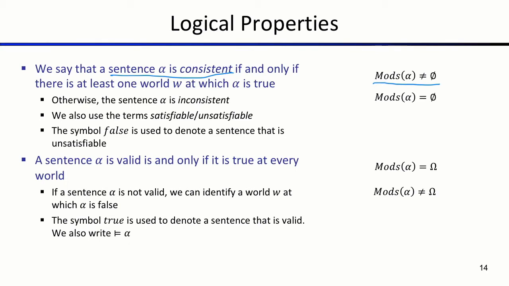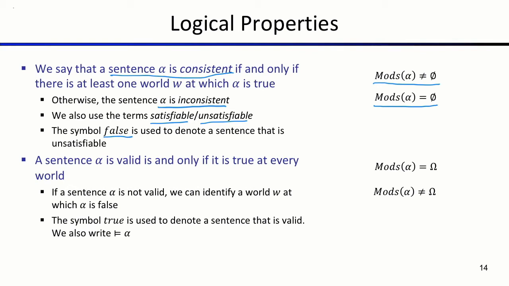We say that if a sentence is not consistent, it will be called inconsistent. So this is the definition here. A sentence alpha that is inconsistent means that the models for the sentence is the empty set. It doesn't hold for any possible world. We use the terms satisfiable as a synonym to consistent and unsatisfiable as a synonym to inconsistent, and we use the symbol false to denote that a sentence is unsatisfiable or inconsistent. So we are overloading the symbol false. It will have two different meanings to us. One is the original meaning that we have been using before, and now also to denote that a sentence is unsatisfiable or inconsistent.